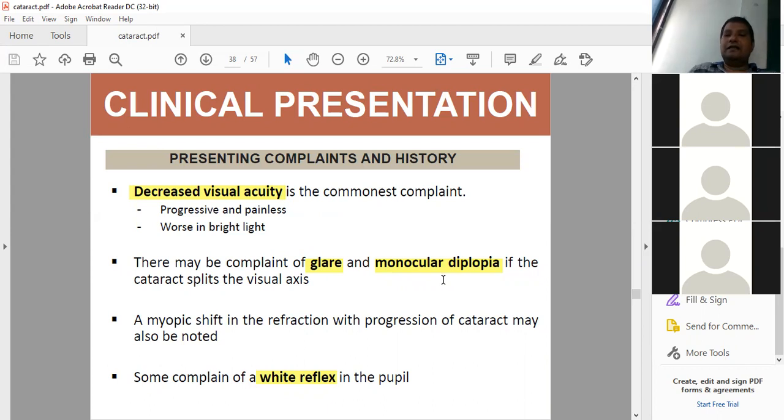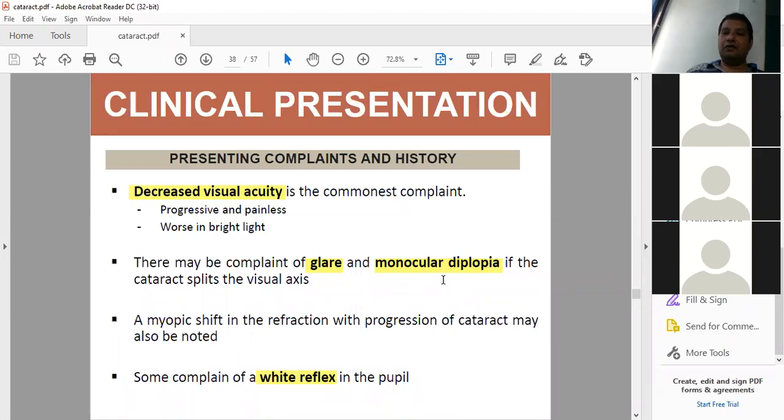Then the patient will complain of progressive diminution of vision for distance, and finally the patient will say, I cannot see anything in front, I cannot see faces. He is not able to identify the faces of people or what is happening on the road. So that is the symptom.